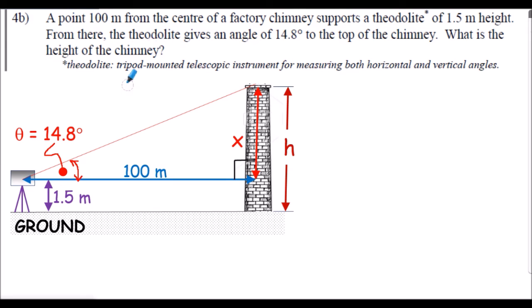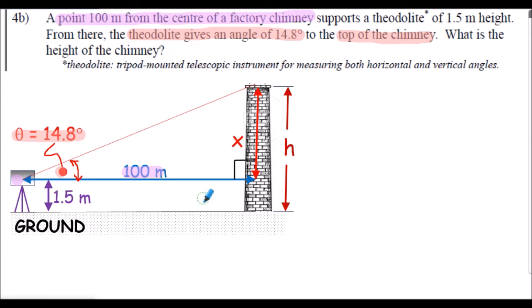So we're told that the location of the theodolite is 100 meters from the center of the factory chimney. I'm showing that dimension here, from the center of the factory chimney to the theodolite. We're also given in the question that the theodolite states an angle of 14.8 degrees to the top of the chimney from that position. So, angle of 14.8 degrees here.